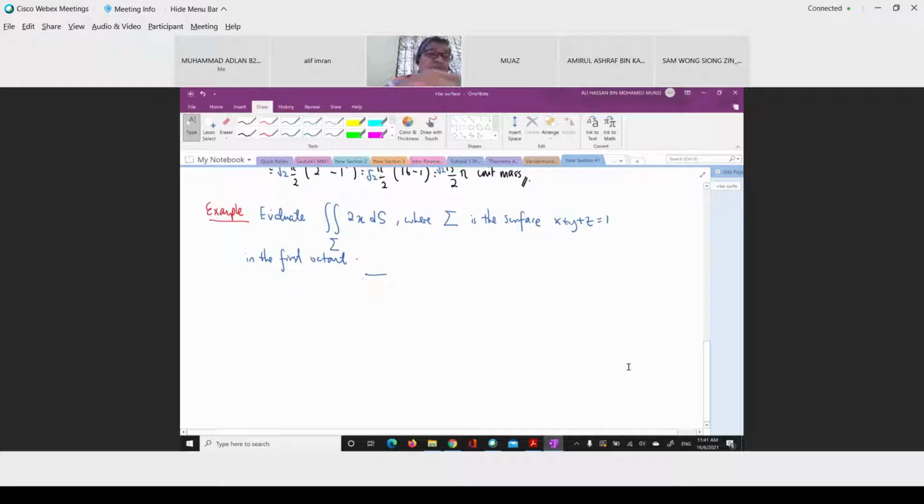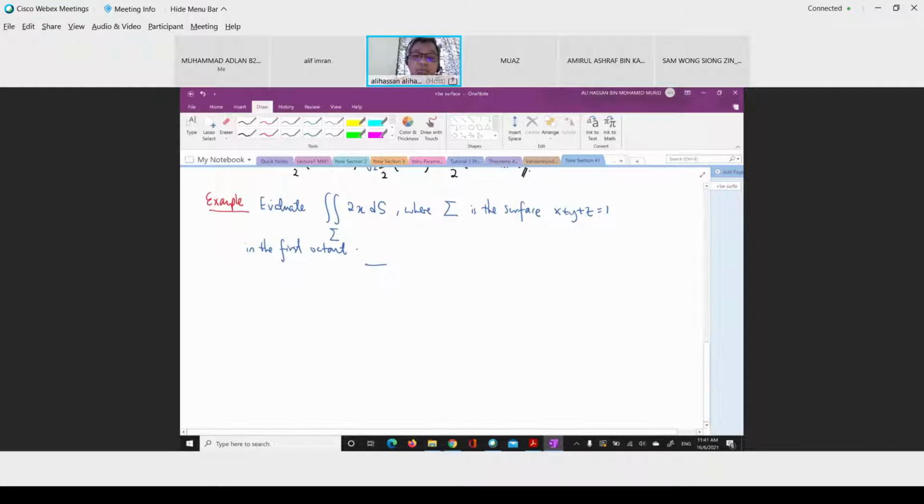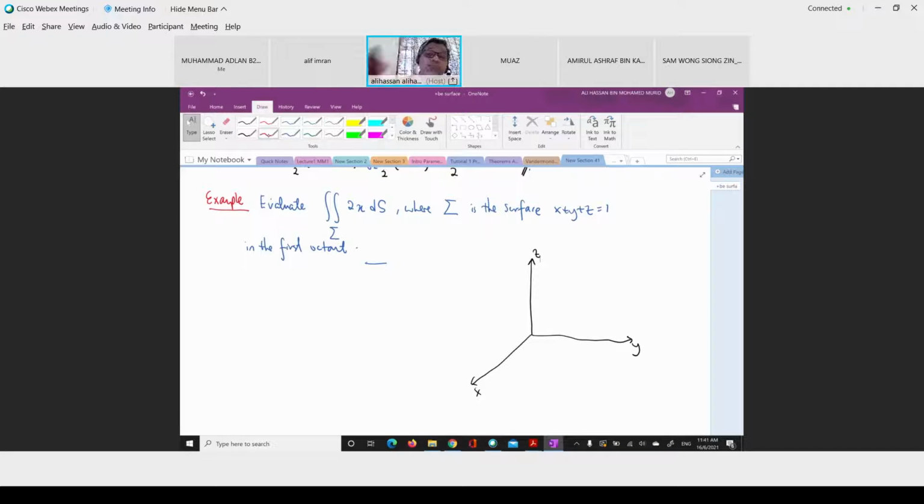So what is the surface here? Let's make a sketch of the surface. We have x here, y, and z. Okay, so we know that the surface has intercept 1, 1, 1 on each axis. So this is the surface, sigma.